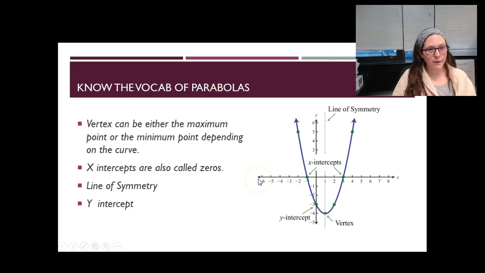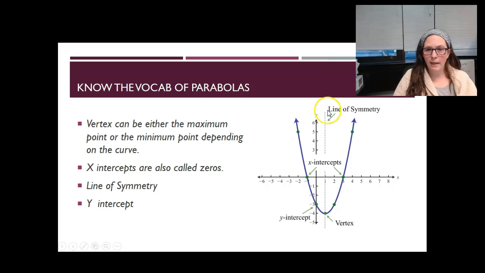Now, you better know some vocabulary when it comes to parabolas. The first is that this blue line here shows a parabola. Remember that the vertex can either be the lowest point before it turns, or it can also be the highest point of where it turns, and we'll see an example of that in the next slide. The x-intercepts are also called the zeros of the function, and that's where that graph crosses the x-axis.